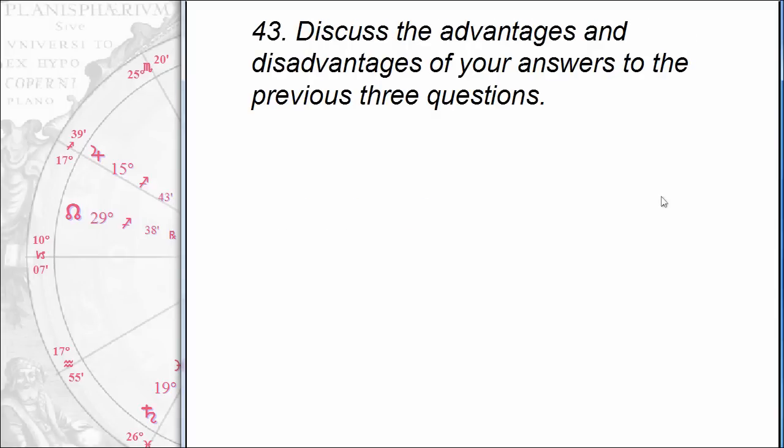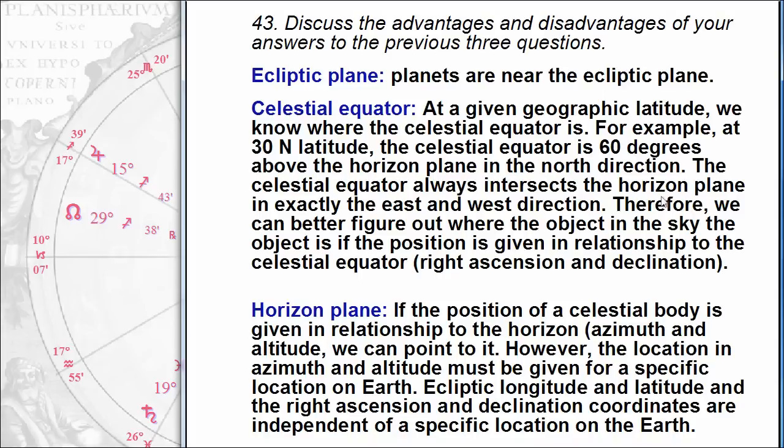Now, what are the advantages and disadvantages of these different circles? Why would you want to use the ecliptic plane? What's your advantage to using that? Why might you want to use the celestial equator? And why might you want to use the horizon plane? There are advantages and disadvantages to each of these, and so for practical reasons, different ones are used.